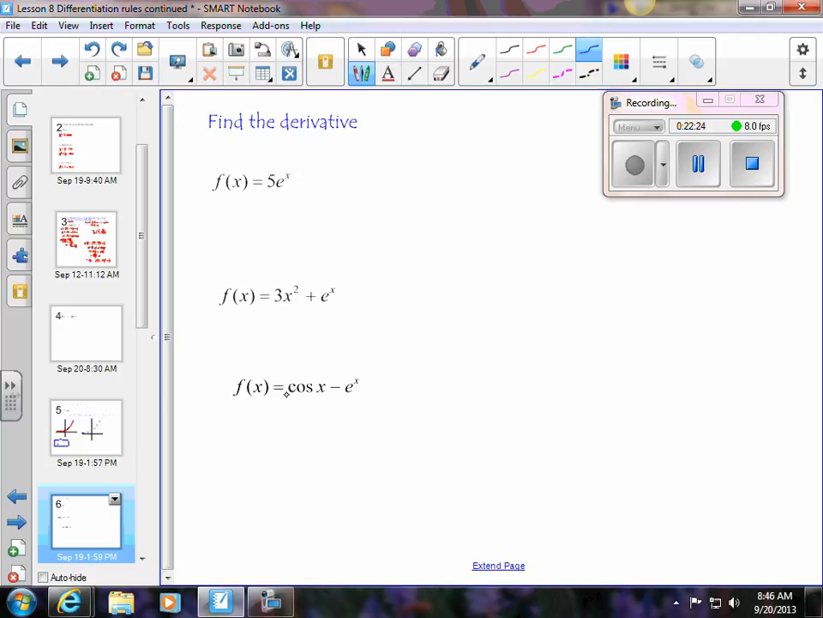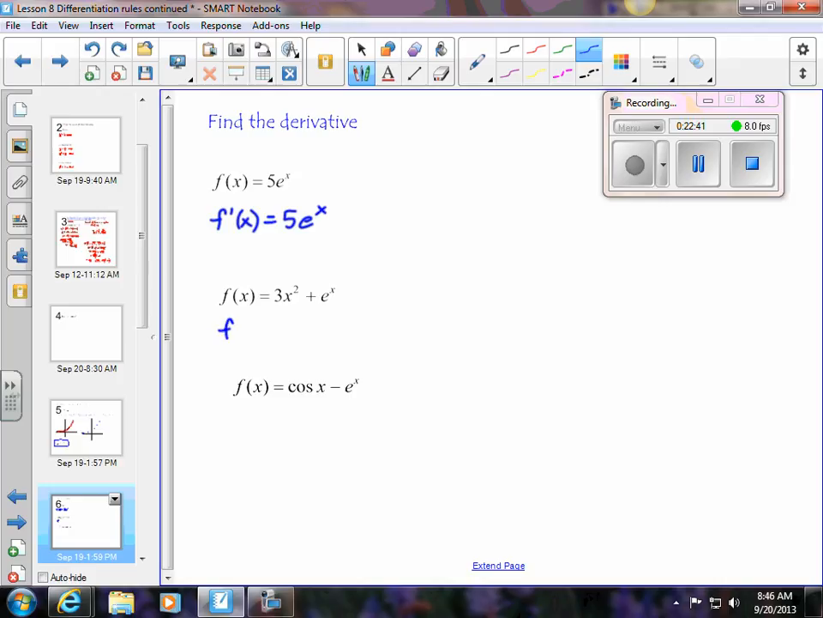So find the derivative. The derivative of 5 times e to the x is 5 times the derivative of e to the x, which is e to the x. So 5 e to the x.